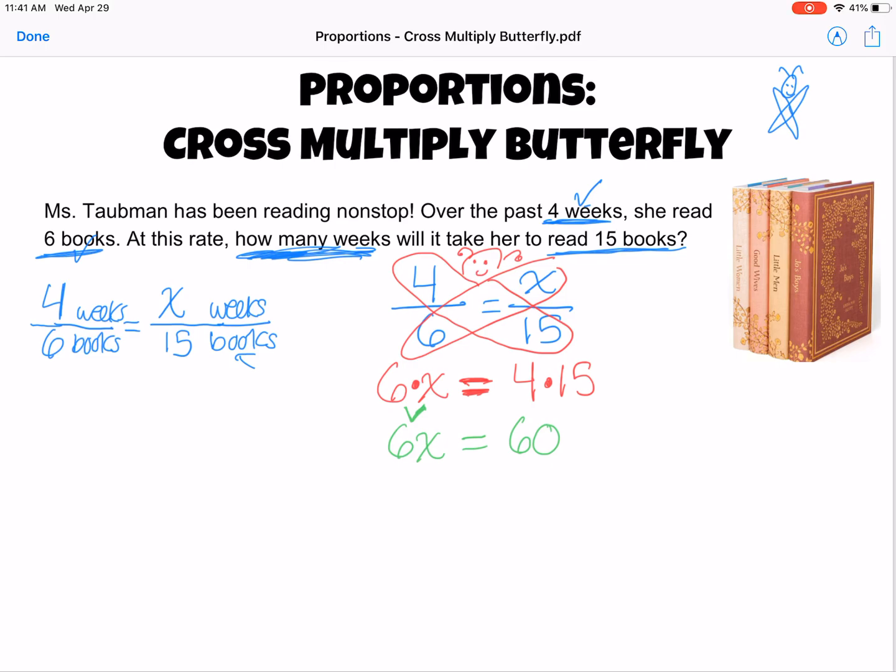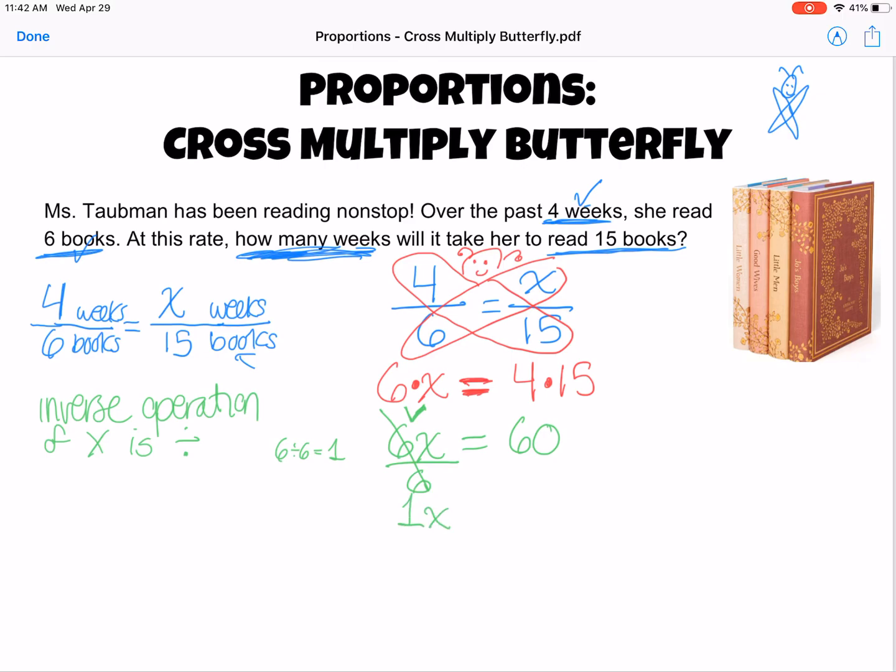In order to find the value of 1x, I'm going to undo the operation that's next to the x. I want to get the x so lonely. So in order to undo it, because I have multiplication, I'm going to do the inverse operation. And the inverse operation of multiplication is division. So I'm going to divide this by 6, and that'll get rid of the 6. I'm putting that line underneath, which means division. And I can just cross off those 6's because 6 divided by 6 is 1. So really, after this, I'm left with 1x.